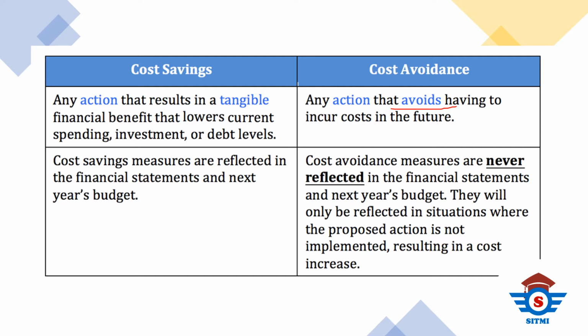Now, cost saving measures are reflected in the financial statements and next year's budget, which is a very important point to compare cost saving and cost avoidance. Similarly, cost avoidance measures are never reflected in the financial statements and in next year's budget. They will only be reflected in a situation where the proposed action is not implemented, resulting in a cost increase.